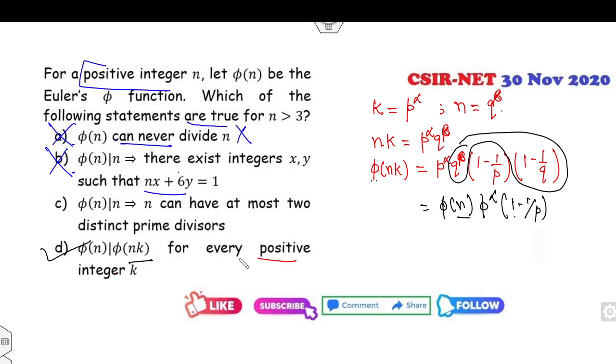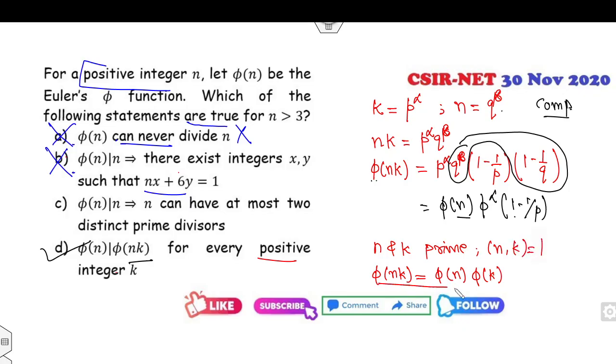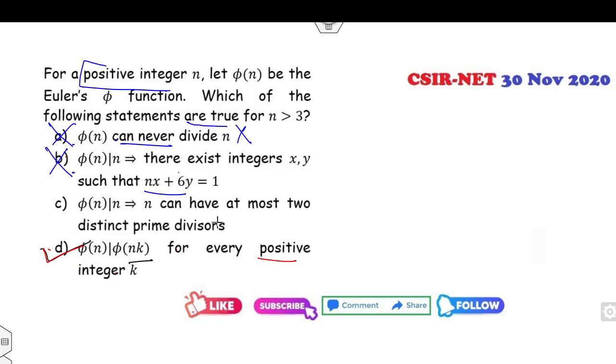Now he said for every, these are composite numbers. And if n and k are prime numbers and GCD is 1, then we all know once the GCD is 1, they are prime numbers, then phi of nk is phi of n times phi of k. So clearly again from this case it is divisible. Now, because it's part C, it may happen that the third option is the correct option.